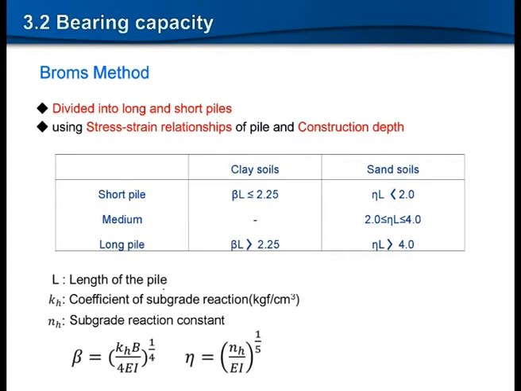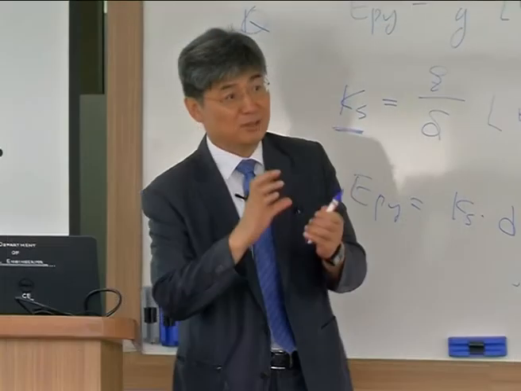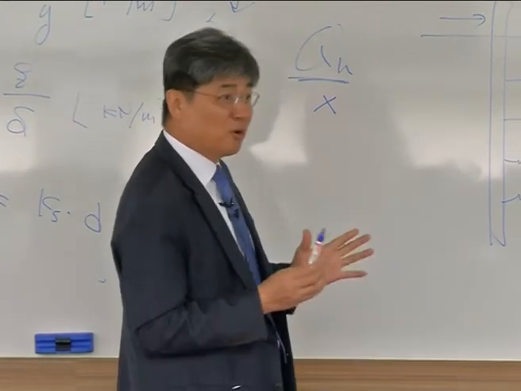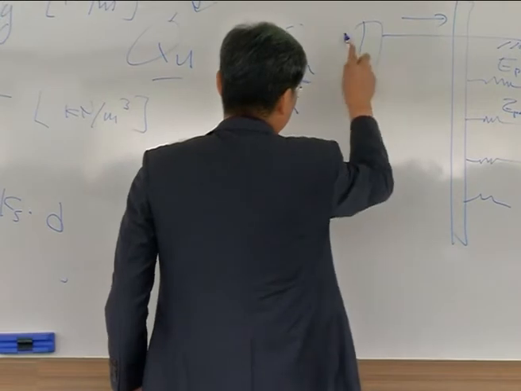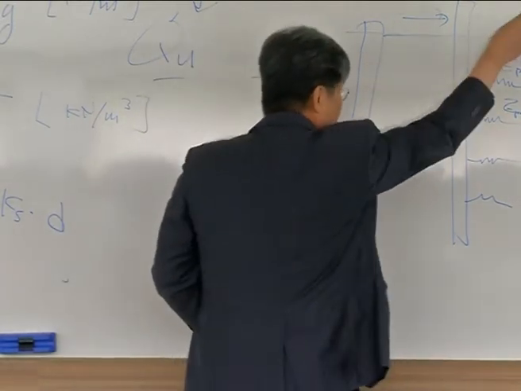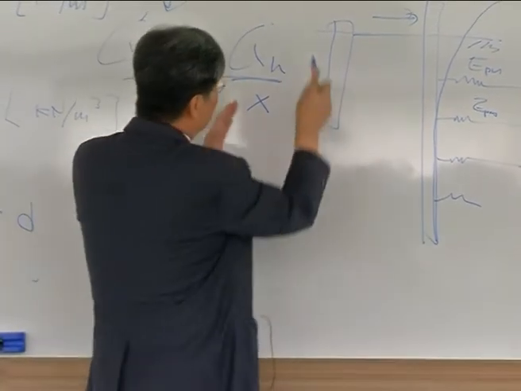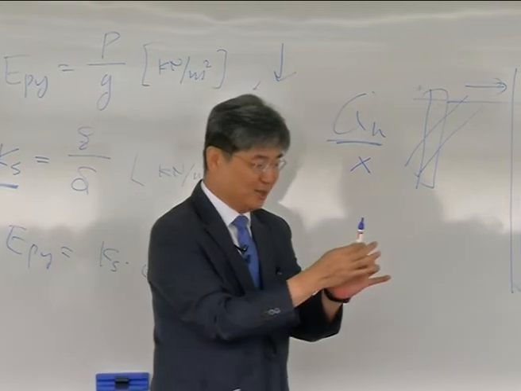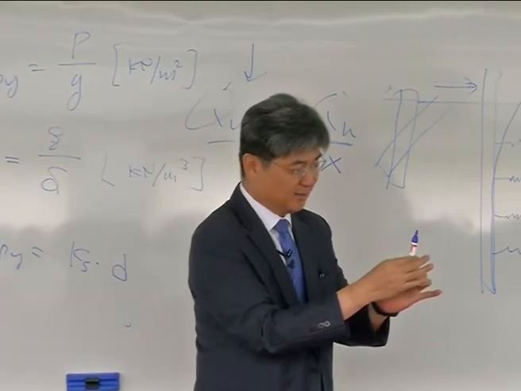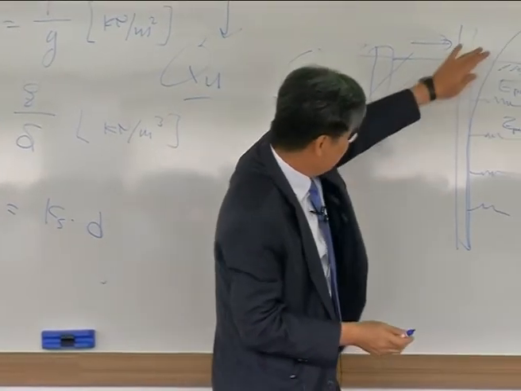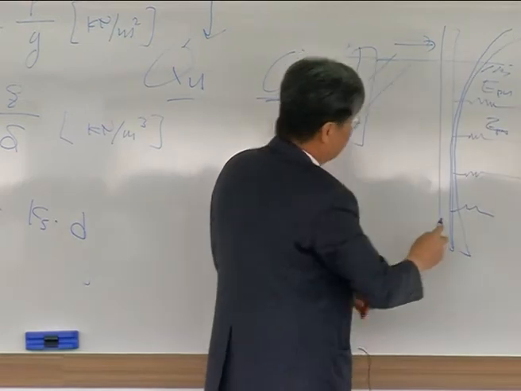The pile is divided into long and short piles. What is long and what is short? Long means flexible. Even a long pile can behave as a short pile, but anyway, we can divide it in this simple way. For a long pile, loading produces deflections over the length. For a short pile, loading produces translation or rotation. But for a long pile, there is flexural behavior, governed by stiffness.